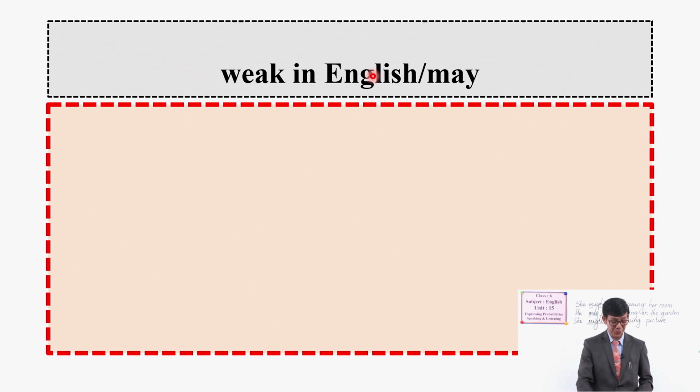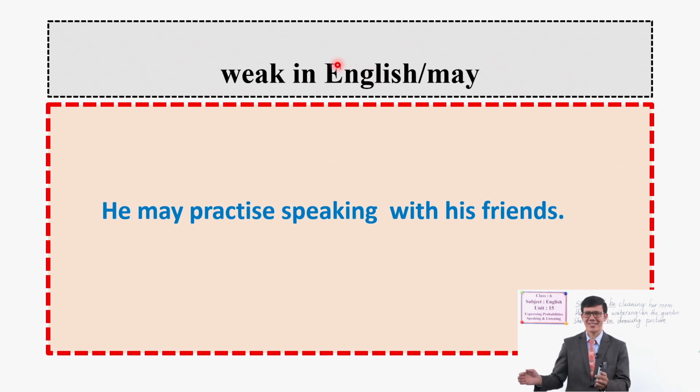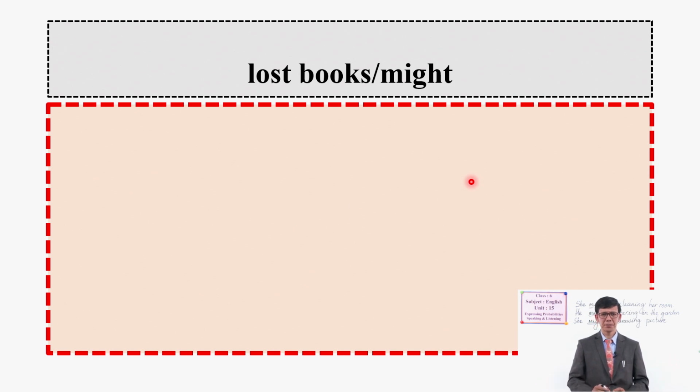Very good. So you're right. You might have written, he may practice speaking with his friends. If he is poor in English, what might he do better? So he may practice speaking with his friends to improve his English. This is a very good guess that you have made there. So then let us talk about another situation. What can you say there?